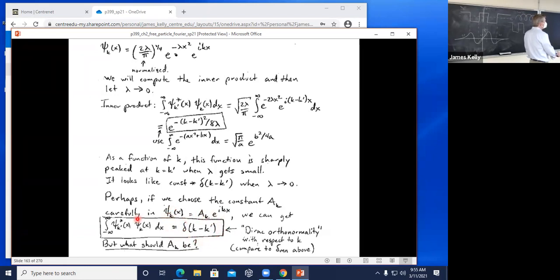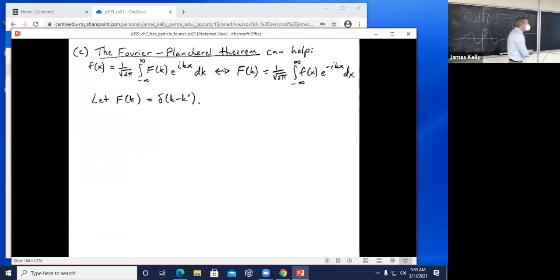Well, if I can choose this ak for each one of these functions in just the right way, so that the inner product between psi k prime and psi k is exactly delta of k minus k prime, we're going to call those functions with those normalization factors in front of them a Dirac orthonormal set. Instead of having a Kronecker delta function over here like we did for the discrete case, we have a Dirac delta function over there. And we'll see why that's useful when we're solving for the coefficients. Okay, so the natural question then is, what should ak be?